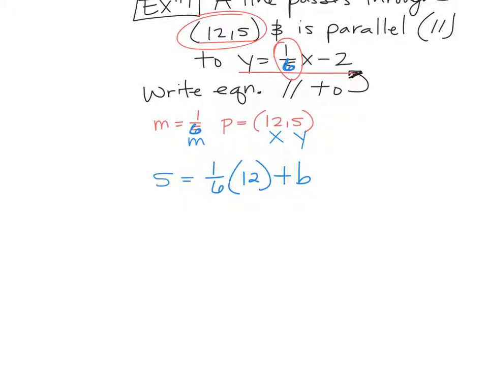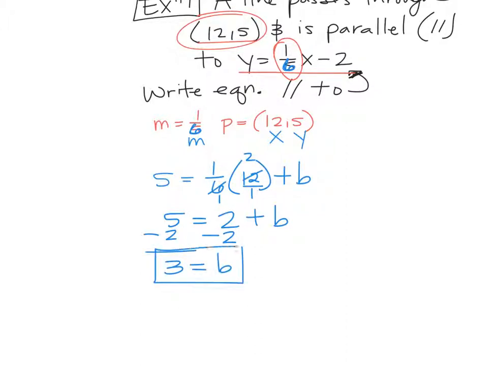So when you do this, 1/6 times 12, you get 5 equals, do you know what 1/6 times 12 is? If we think of this as 12 over 1, the 12 and the 6 are going to reduce to 2 and 1. So it'd be 2 plus b. Okay, so then we're going to take away the 2, and we get 3 is our b value. Okay, so none of that is new. You've done this before, right? But now you need to put it into slope-intercept form. So my slope is 1/6. My intercept is 3. What will that look like in slope-intercept? y equals what?